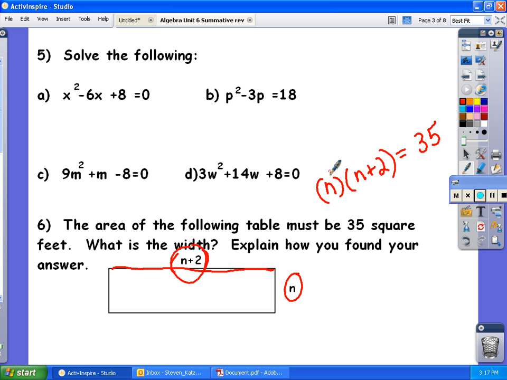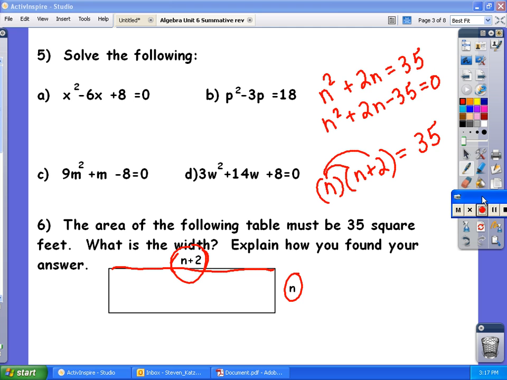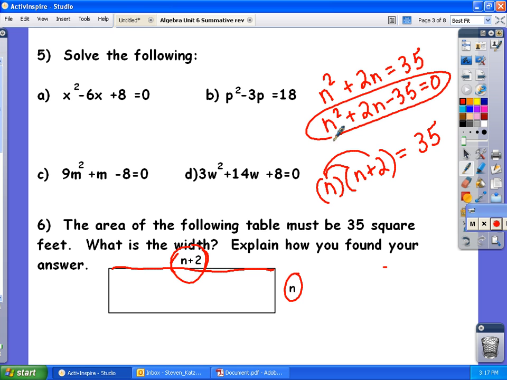Well, I actually have this in factored form, but it has to equal 0. So the first thing I'm going to have to do is multiply the n and simplify this a bit. And when I do that, I get n squared plus 2n equals 35. Well, now I can move over my 35 by subtracting it on both sides. I'm going to come down here and finish up the problem. So here I have a quadratic that equals 0, so I'm going to factor this.